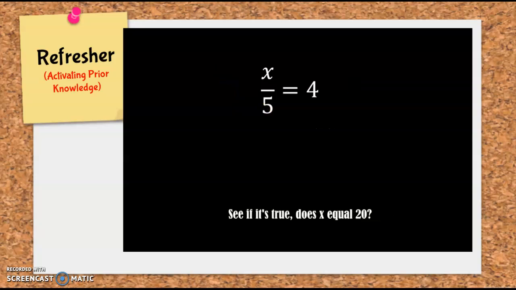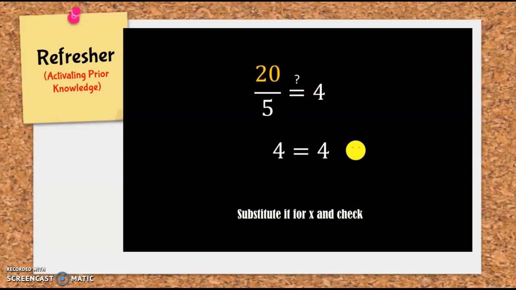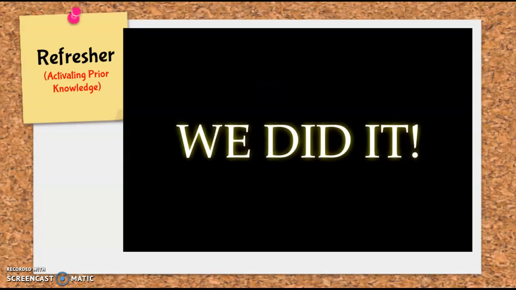So let's see if it's true. Does x equal 20? Substitute it for x and check. 20 divided by 5, that's 4. Since it is true, we're right for sure. Yeah.